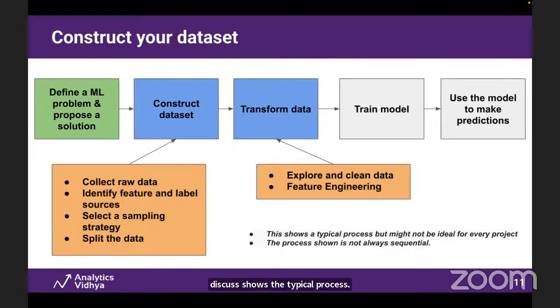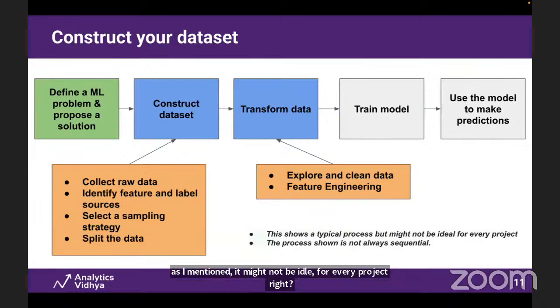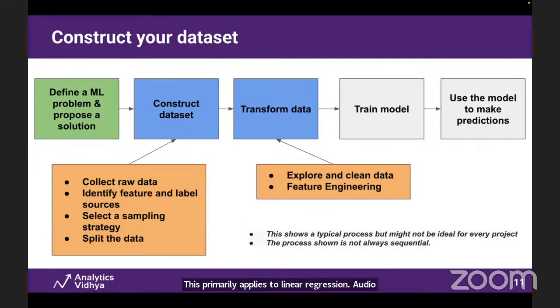So these two parts, as we're going to discuss, show a typical process. But as I mentioned, it might not be ideal for every project, right? This primarily applies to linear regression or neural nets, right? But it's not even sequential. In some cases you might split your data first, or split your data after you have transformed it. So it all depends on the use cases. In some cases you need to collect more data, or you need to modify the feature set even after training has started. So it's a learning process and depends on a case by case basis, on what works, what doesn't, right? So these are the two things we're going to discuss in the next section, so let me move to the next section.